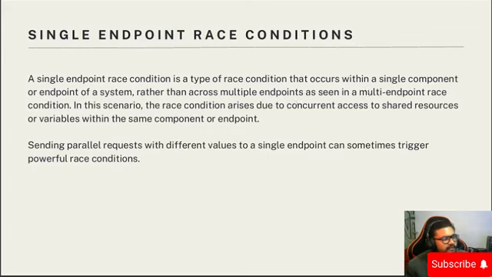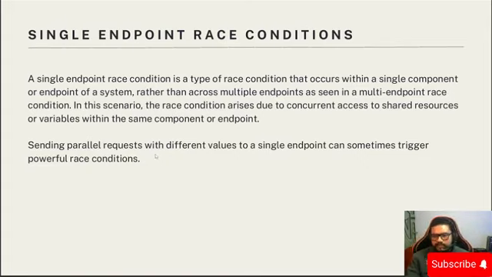So a single endpoint race condition is a type of race condition that occurs within a single component or endpoint of a system, rather than across multiple endpoints, as seen in a multi-endpoint race condition. In this scenario, the race condition arises due to concurrent access to shared resources or variables within the same component or endpoint. Sending parallel requests with different values to a single endpoint can sometimes trigger a powerful race condition. So let me give you a simple example to understand this.